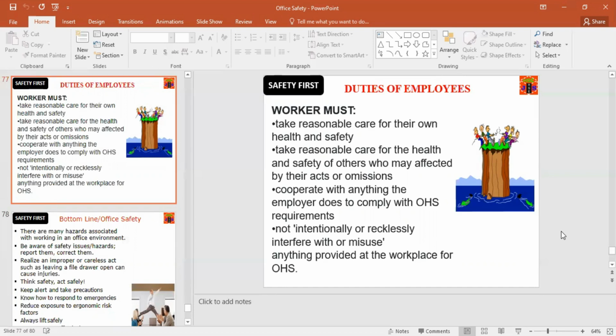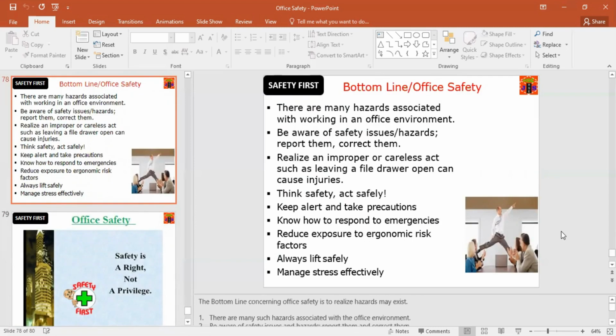These are not the instructions. This is the responsibility and the duty of the employees that is also demanded by the OHS rules, regulations, and laws. Dear fellows, let us summarize what is the bottom line of office safety. There are many hazards associated with working in an office environment. Be aware of safety issues and hazards, report them and correct them.